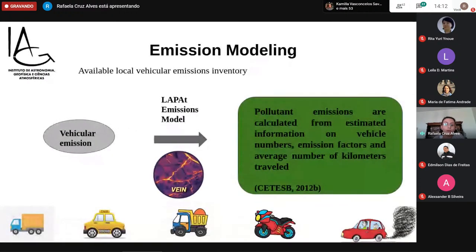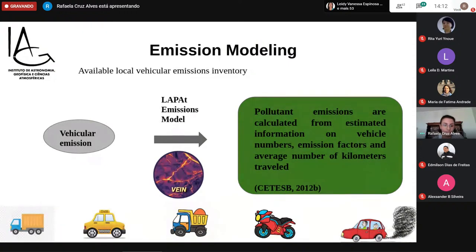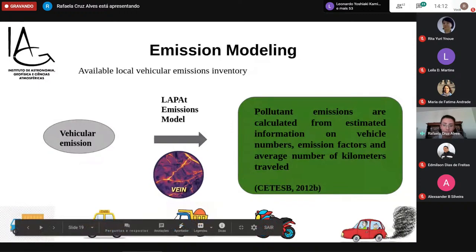The emission of pollutants and GHGs in the metropolitan region of São Paulo, as seen before, is mainly from vehicular sources. These emissions are calculated from information such as the estimated number of vehicles, emission factors, and the average number of kilometers traveled. Examples of this kind of model are APAT and VIN.